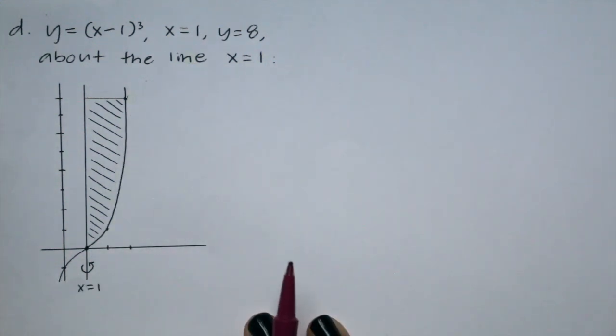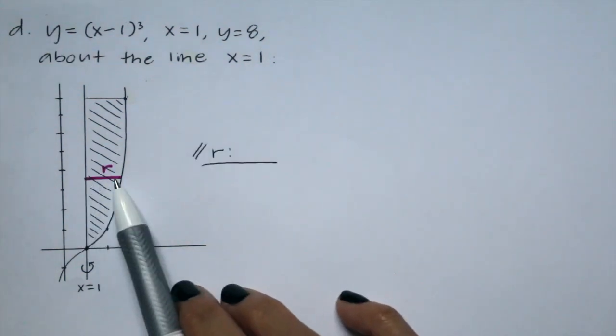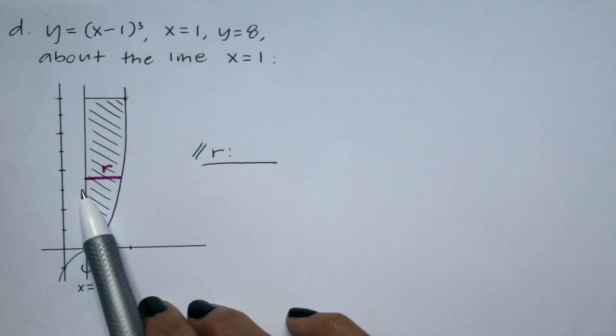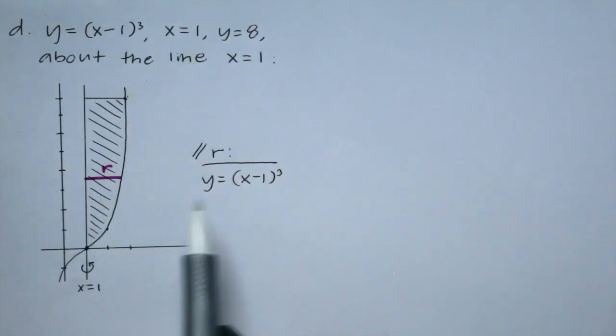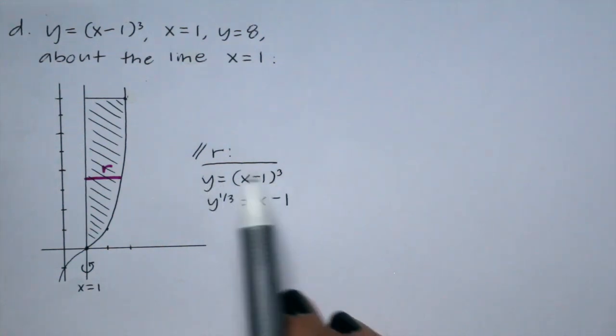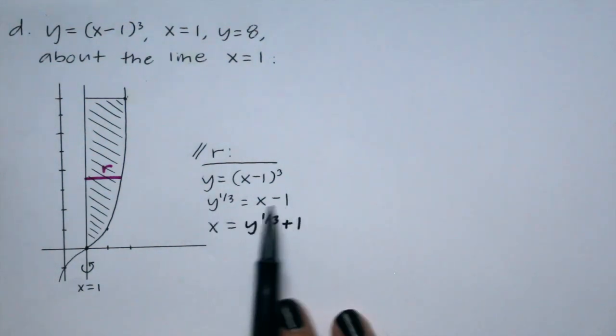Next, we're going to draw r. So remember, r is perpendicular to the axis of rotation. You start on the axis and you go towards the shaded region. Okay, so our r is bounded by the curve x minus 1 cubed and the line x equals 1. Because we're rotating around this vertical line, it's going to be a dy problem, so that means we need x in terms of y. So I raised both sides to the 1/3 power, and finally we're going to add 1. So here's x in terms of y.